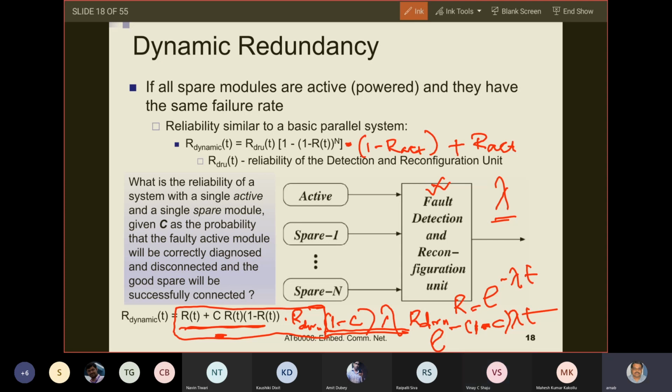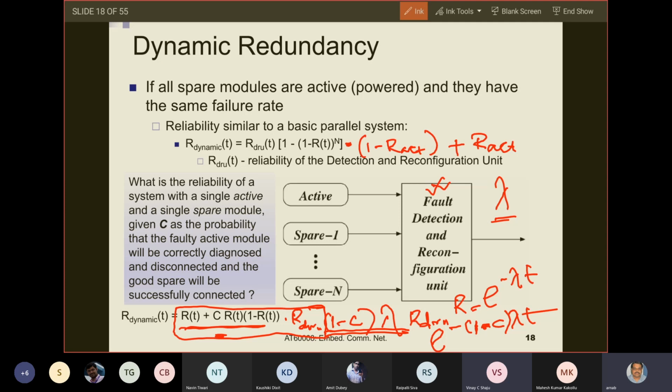No, that part we have not covered here. I understood what you're saying: what happens if the active module is working correctly, and the detection system detects that it is wrong. That part we have not seen. But in any case, even if it detects wrong, you have the spares to take care of it.